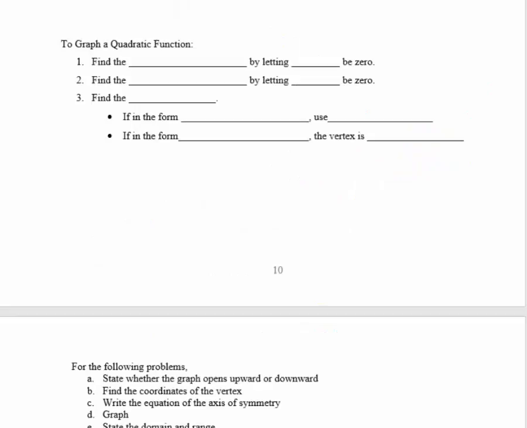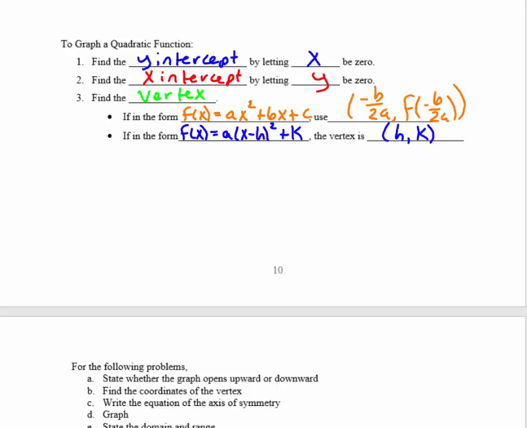What are the things we need to graph a quadratic function? Well, the first thing we'd like to find is the y-intercept. And how do we find the y-intercept? We let x be 0. The other thing we would like to find, if they exist, are the x-intercepts. And how do we find the x-intercepts? By letting y be 0.